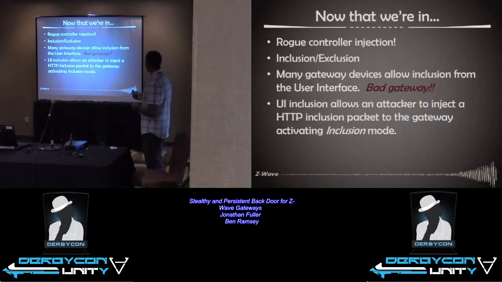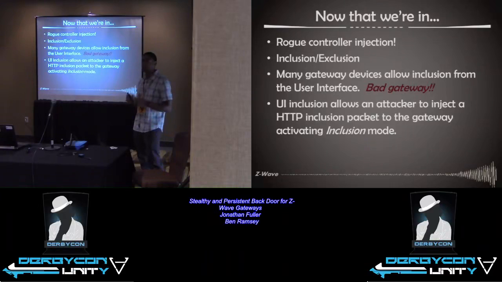So now that we're in, we figure we can inject a rogue controller into the network. Now this is the exploitation of a feature. I didn't find a loophole in the device, it's just a feature, a horrible feature that some of these gateway devices have. So use inclusion and exclusion.